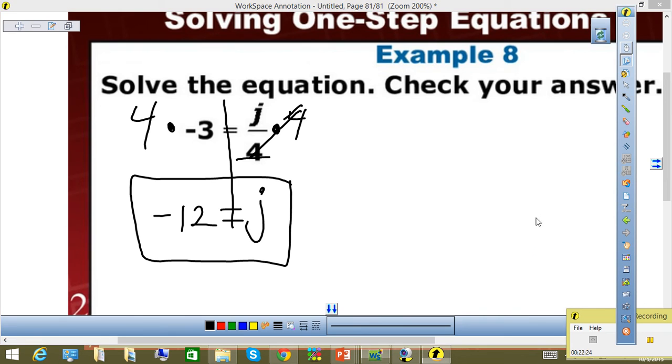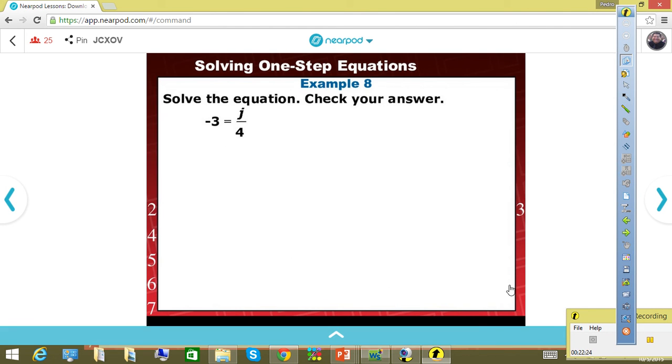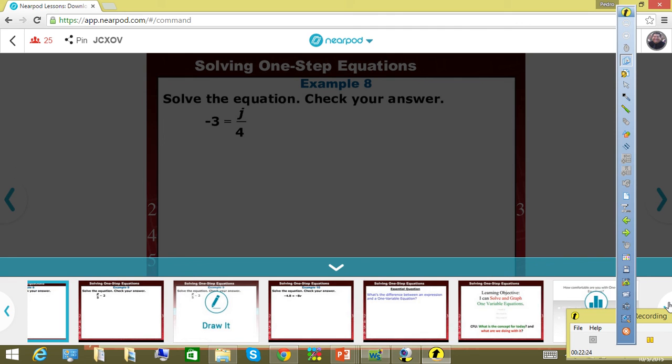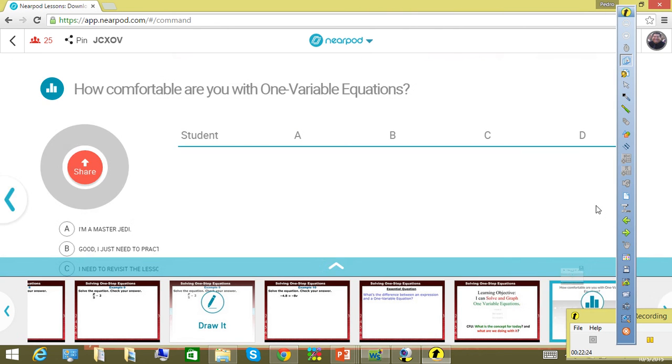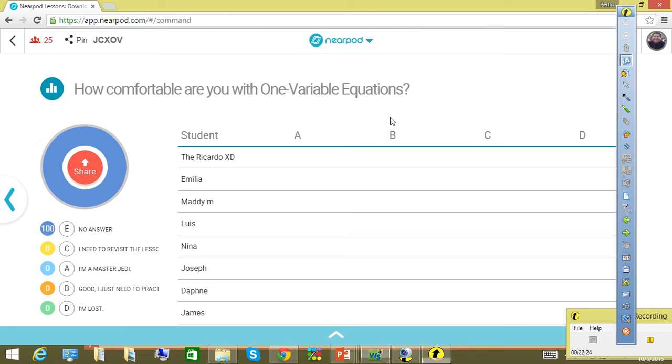So put away the tiles, the cups and tiles. I am going to send you one more screen. Here it goes. On your iPad, it says, how comfortable do you feel with the one variable equations? Take that poll, please.